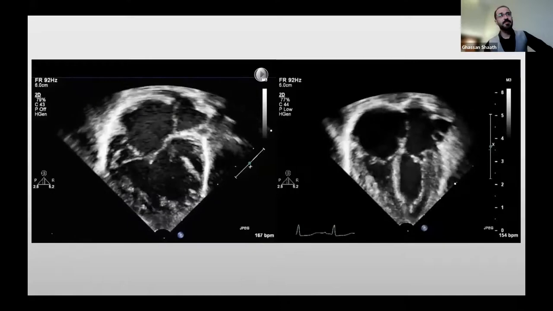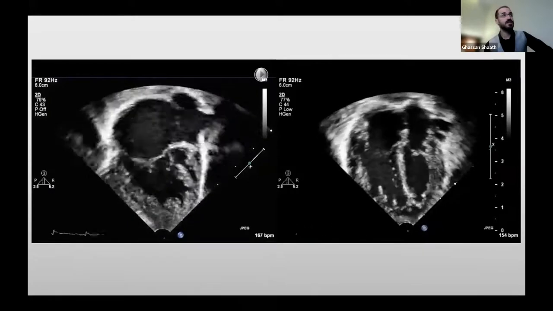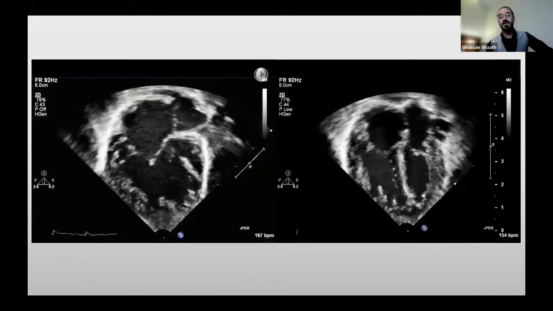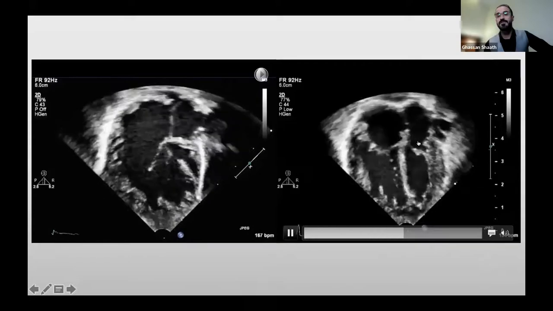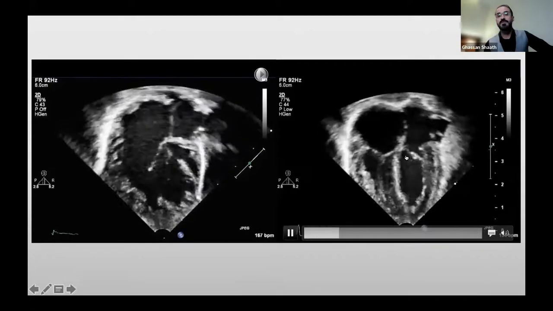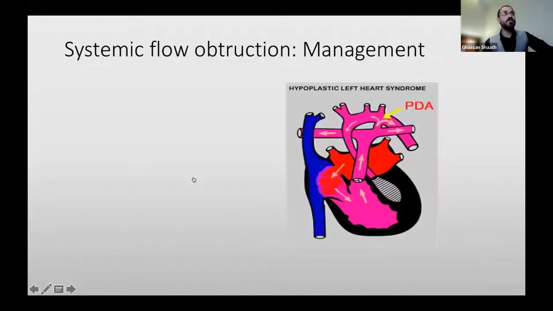We can appreciate from the point of care cardiac ultrasound, or echo, how depressed the function is, how small the left ventricle is, and how small the mitral valve is. The same is true for this subject as well. Both of those patients present in shock in their neonatal period.